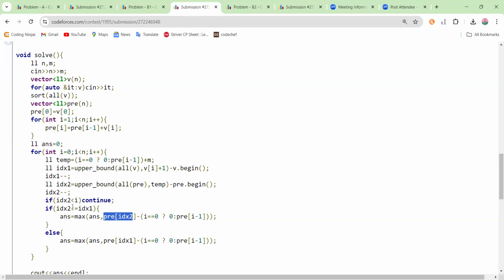And if we are not taking index, if idx1 is less than idx2, that is, we are not allowed to take till those many elements because of that absolute value constraint. In that case, we know that we can maximum take till index 1, right? So from I till index 1, we can take. So answer is equals to max of answer, comma, prefix of index 1 minus, if I is 0, then 0, otherwise prefix of I minus 1. So this is how you will get your answer.